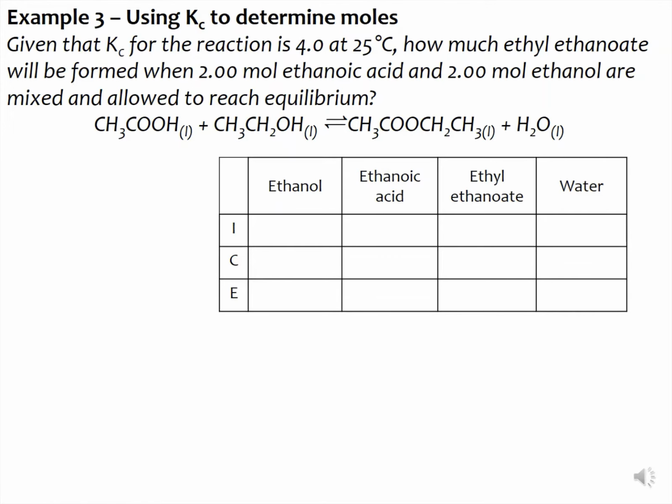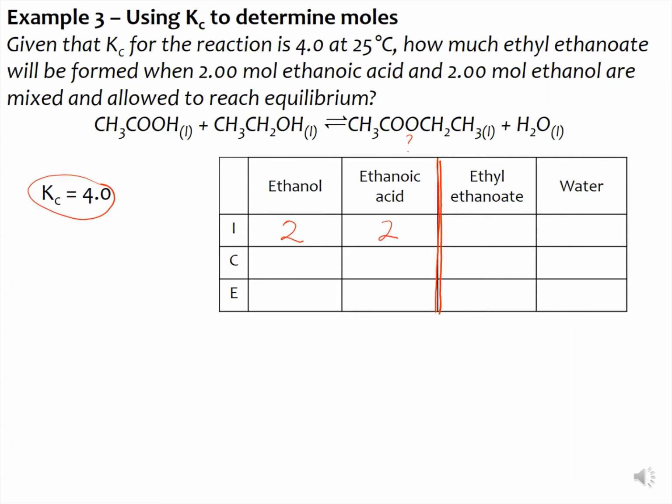So there's my ice table, same as before, ethanol plus ethanoic acid forming ethyl ethanoate. You can make it a bit clearer that you have a line there between the reactants and products if you like, but you don't have to. And we're going to read through the question again. Given that Kc for the reaction is 4, which I've written down already, how much ethyl ethanoate will be formed when 2 moles of ethanoic acid and 2 moles of ethanol are mixed and allowed to reach equilibrium?